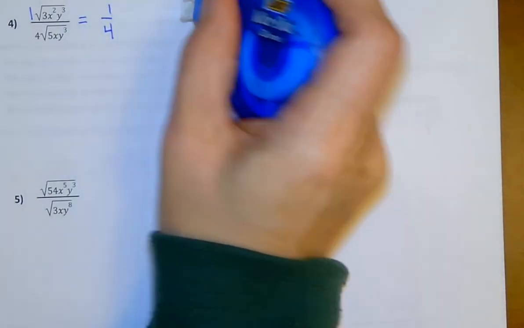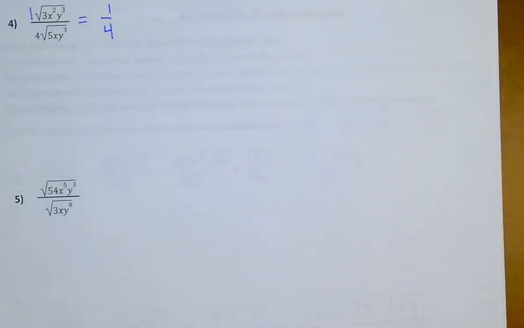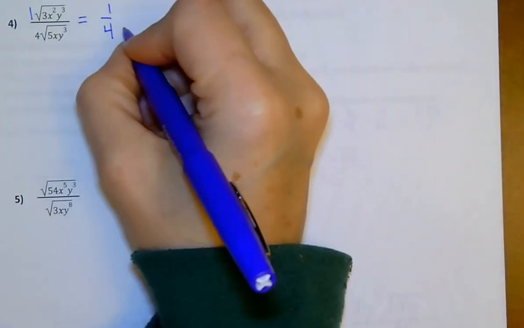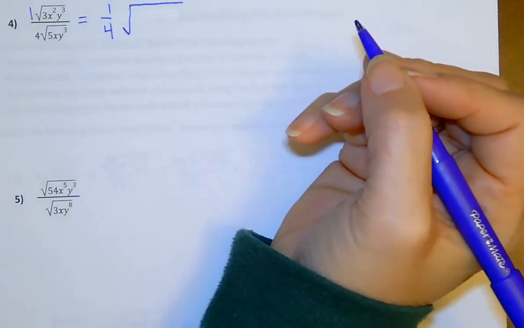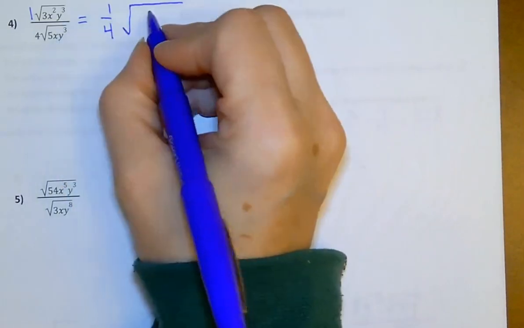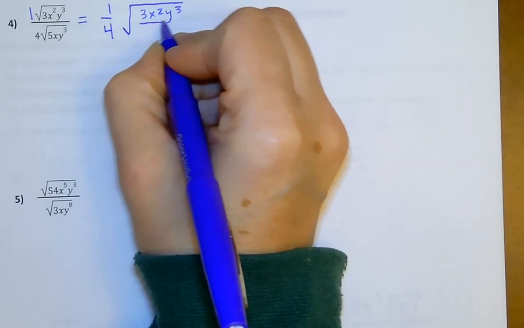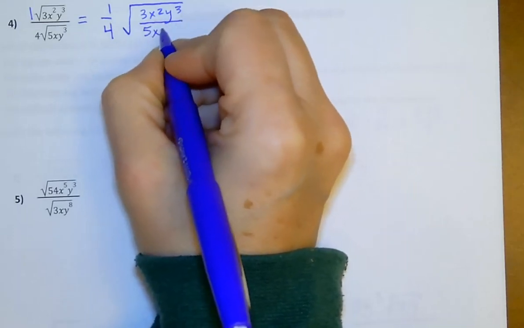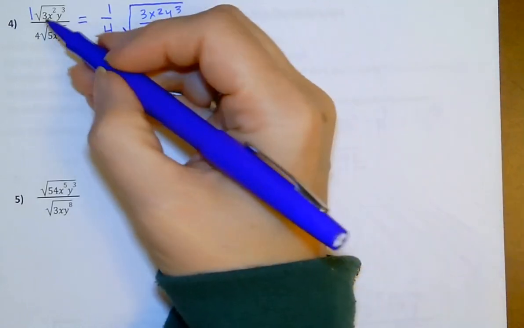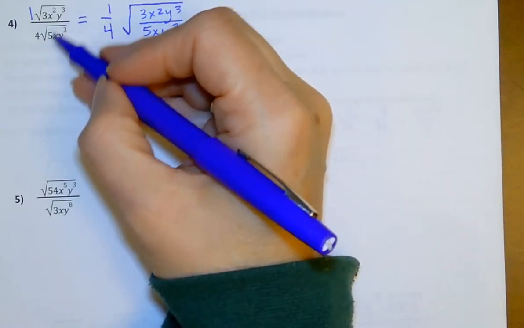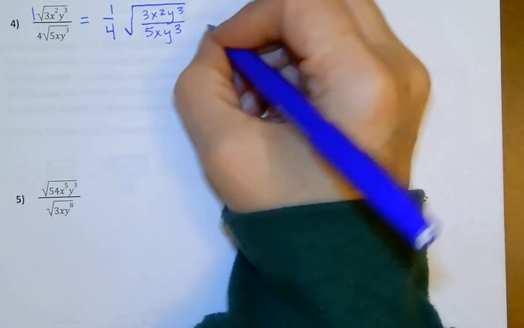So I'm keeping my 1 and my 4. They're already outside of the radicals, right? So I'm going to keep them outside of the radicals. So I'm going to write the rest of my expression. Now I'm going to put it into one single radical. So I have 3x squared y cubed all over 5xy cubed. Okay, that's the quotient rule. So I had a radical divided by a radical, and I combined it under the same radical, because now I can see I can do some simplifying.